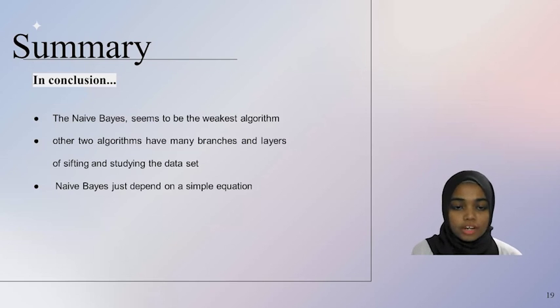So in conclusion, naive Bayes seems to be the weakest algorithm. Meanwhile, the other 2 algorithms have many branches and layers of sifting and studying the dataset. And naive Bayes just depends on a simple equation.